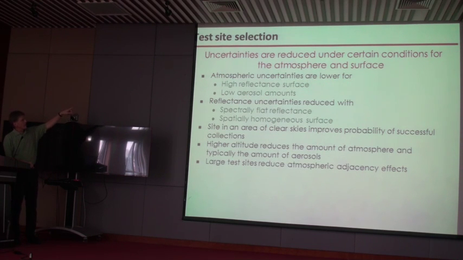So, again, just to reiterate, if you go to certain atmospheric and surface conditions, you get some uncertainties that are reduced. So high reflectance, low aerosol amounts. That really makes everything simple. Spectrally flat reflectance, spatially homogeneous. Clear skies. Especially if it's not a very close site, if you have to drive or fly to get to the site, and it takes you 5 to 10 hours to get there, it's really frustrating if it's cloudy all the time. So finding someplace that's clear is very helpful.